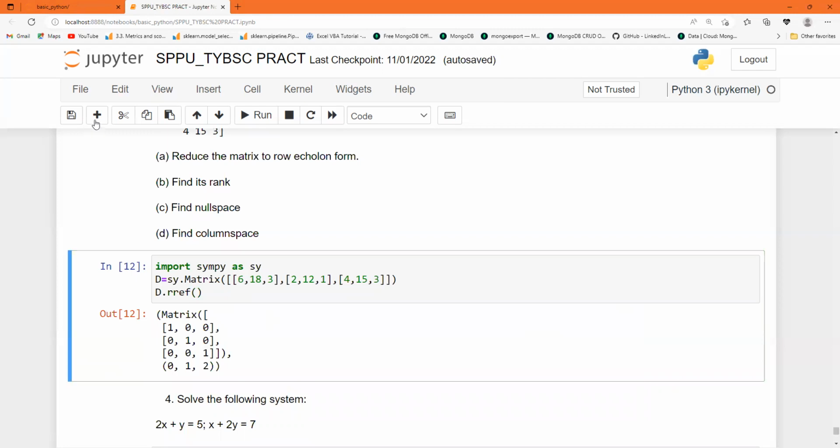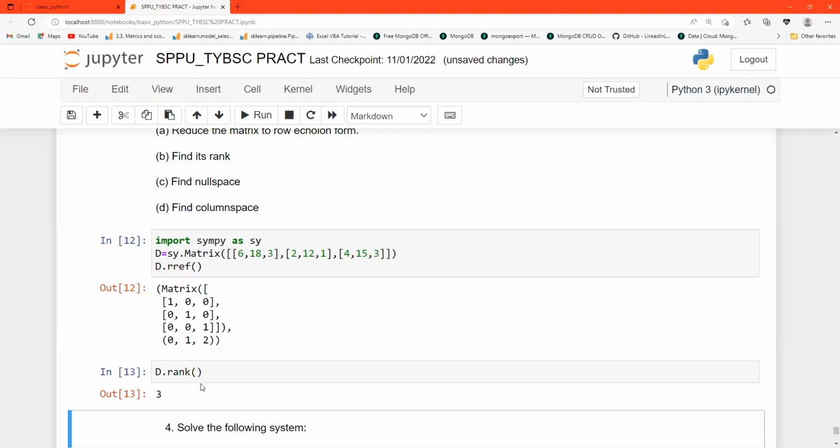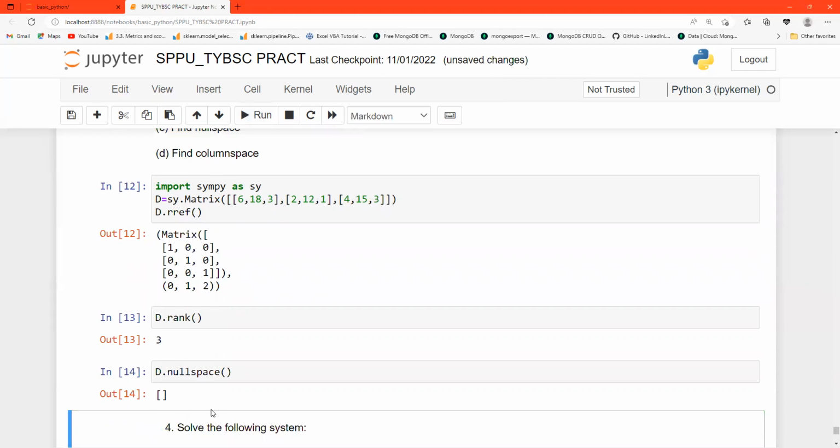Now we have to find the rank of the matrix D. So we will use the D dot rank function, and if we run this, we will get 3. That means the number of non-zero rows in the reduced row echelon form, how many non-zero rows, 3 non-zero rows, that is the rank is 3. Then we have to find the null space, so we will use D dot nullspace. Run it, and we get the null space as empty.